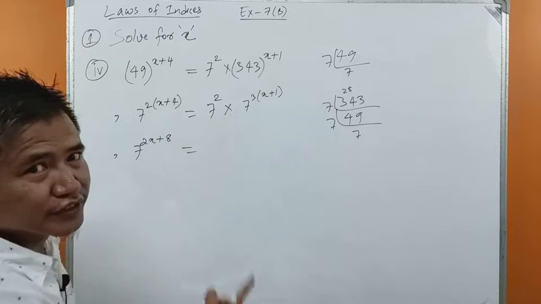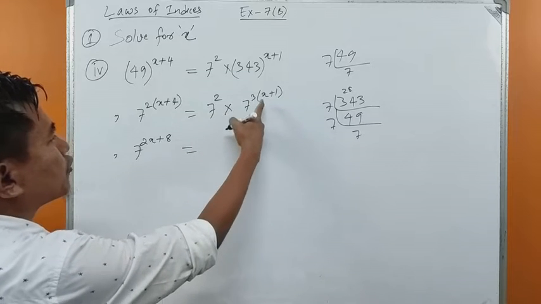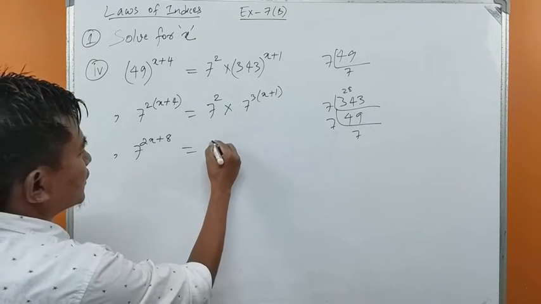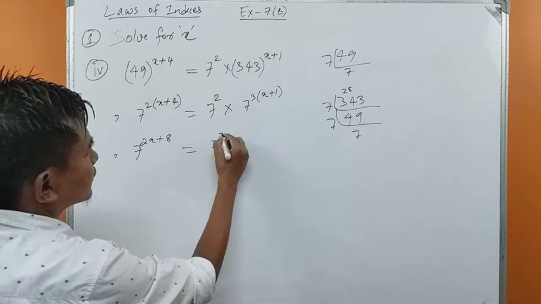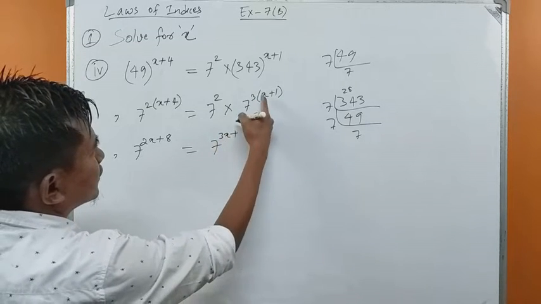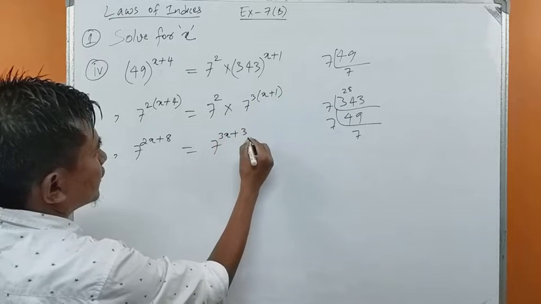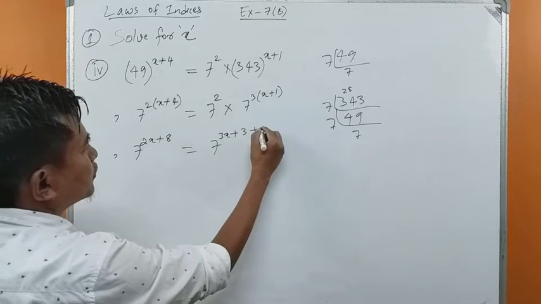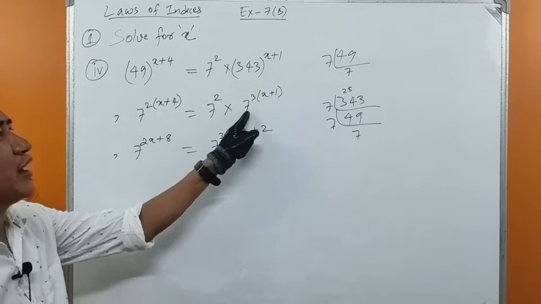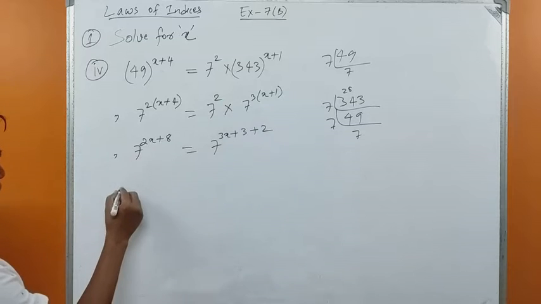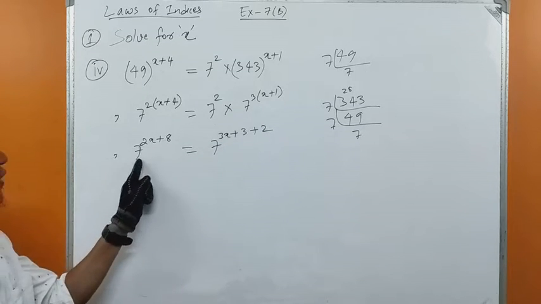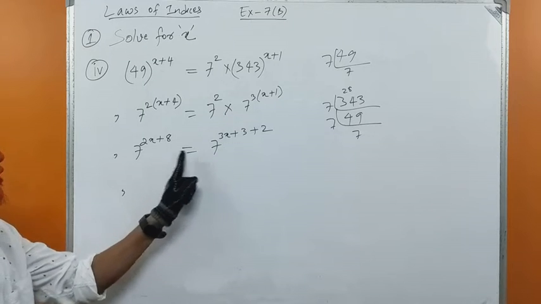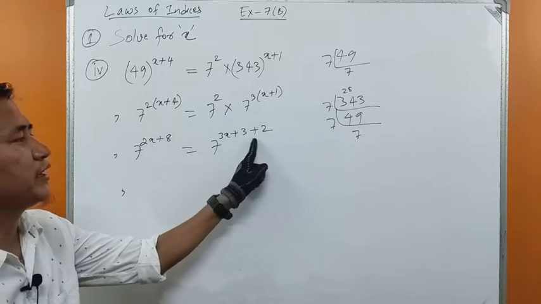There is a multiplication sign in between these two numbers, so we must add the powers. 7 to the power 3x plus 1, okay, 3 into x is 3x, 3 into 1 is 3. This 3 plus this power 2 will be added here because the bases are equal, isn't it? Now you see the bases are equal, 7 and 7. This means the powers will also be equal.